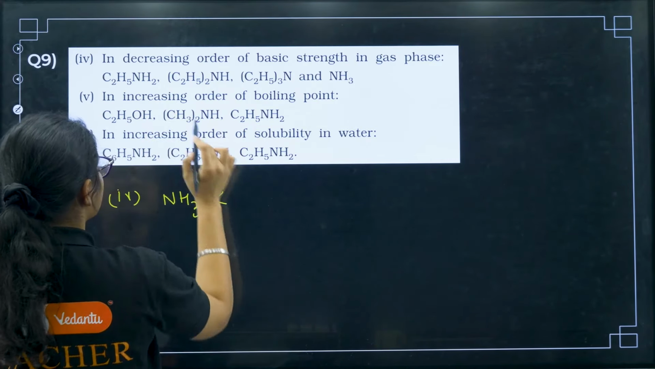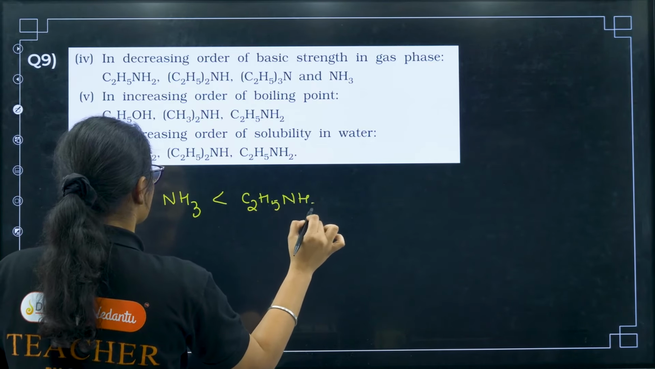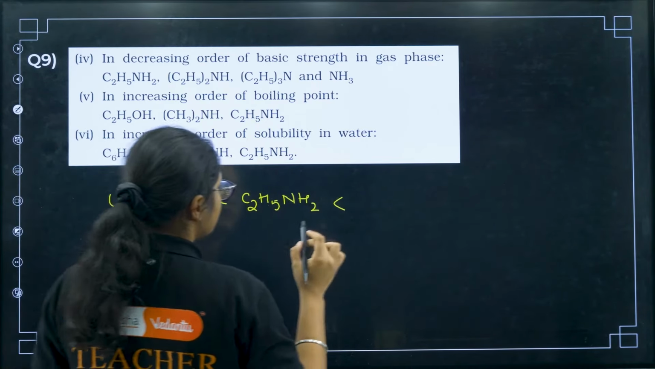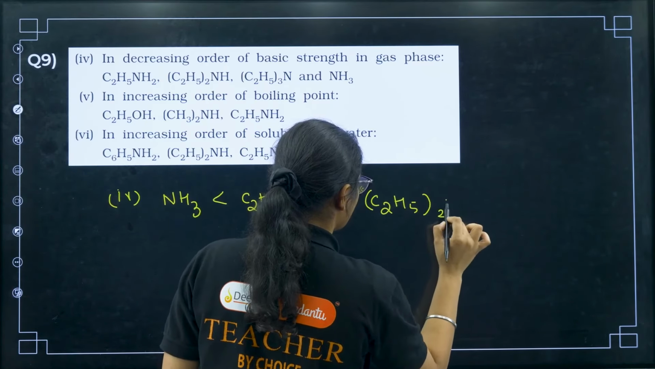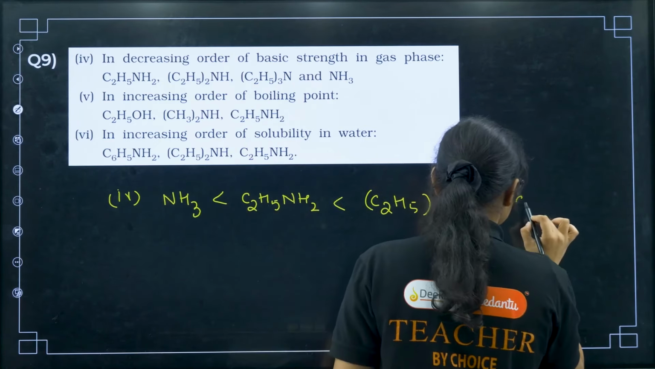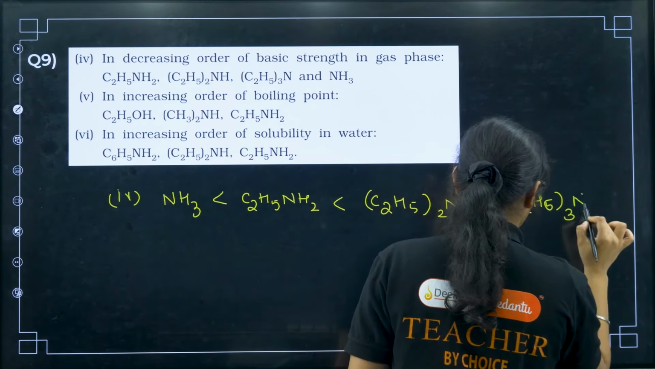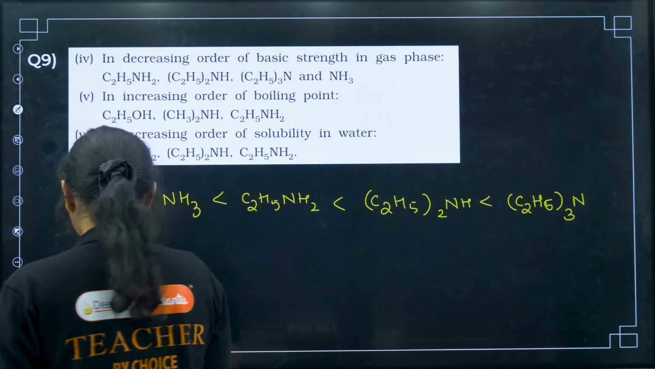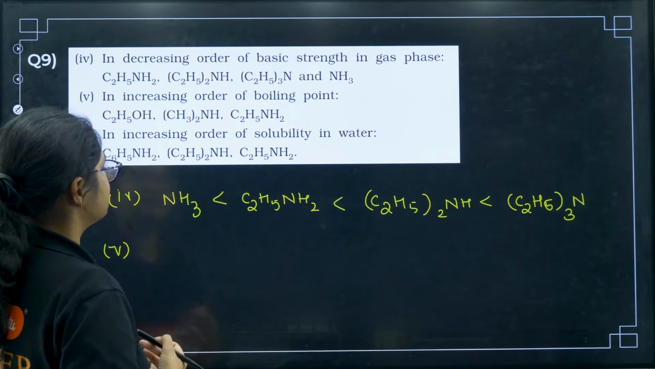Next we have 1 degree, C2H5NH2. Okay. Next we have 2 degree, (C2H5)2NH, and then we have 3 degree, that is (C2H5)3N. Okay, now the fifth one I have is the basic order.